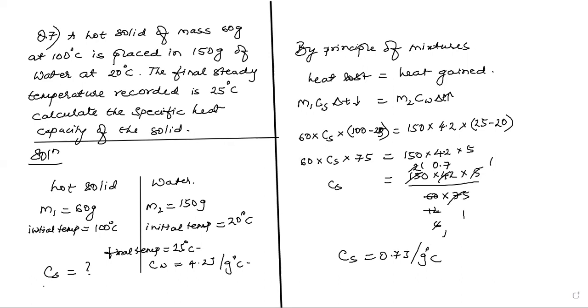The specific heat capacity of the solid is equal to 0.7 joules per gram degree Celsius. Okay, children, we go to the next one now.